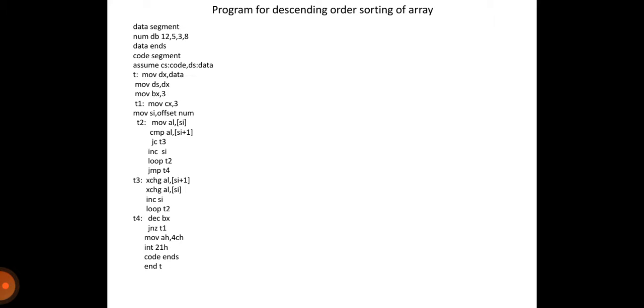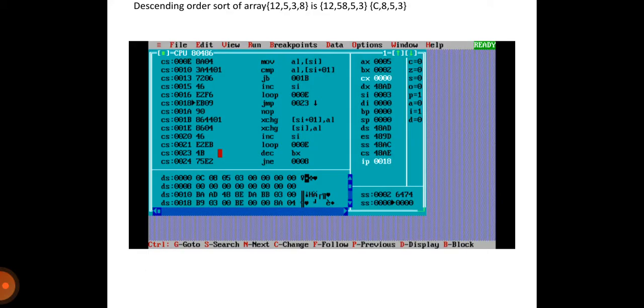In the previous program we set JNC, and here we set JC. If the carry flag occurs, then we have to exchange. In the previous program, if the carry flag did not occur, then we had to exchange. Okay, this is the change that you should observe. You have the output. After descending order sorting, we got this data segment as 12 8 5 3. In the ascending order we got 3 5 8 12.